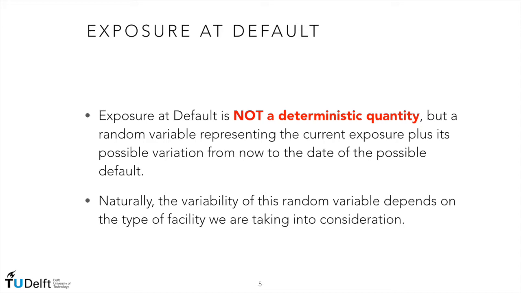Here, in the next minutes, I would like to say something more about the exposure at default, which is the third component that we need to compute the expected loss. First of all, notice that in principle, the exposure at default is not a deterministic quantity, but a random variable representing the current exposure plus its possible variation from now to the date of the possible default. Its variability depends on the type of facility under scrutiny.